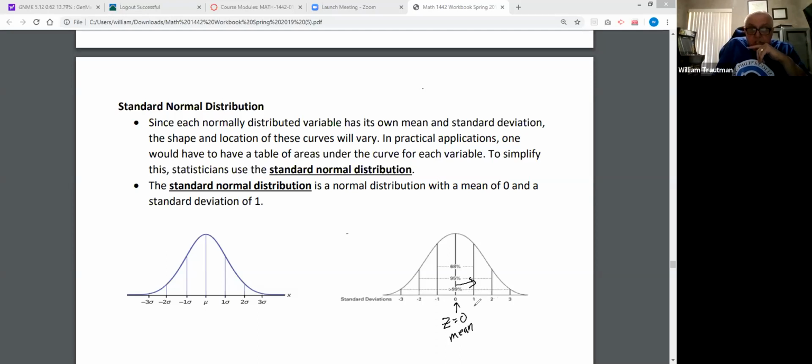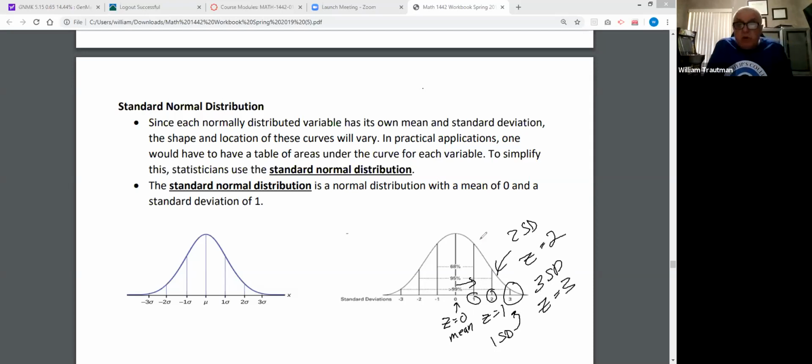1 standard deviation is called a z value of 1. 2 standard deviations is a z value of 2. And of course, 3 standard deviations away from the mean is a z value of 3. If we go to the left, we call this a z value of -1. To the right of the mean, we have positive z values. To the left, we have negative z values. Z equals -2, and here, z equals -3.